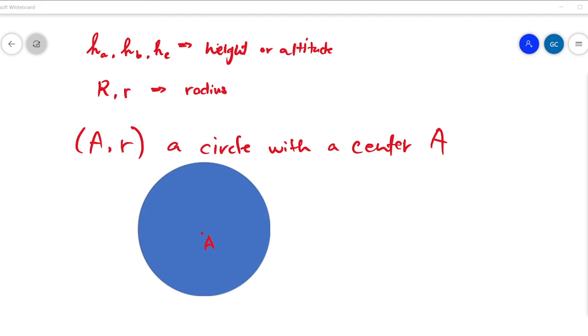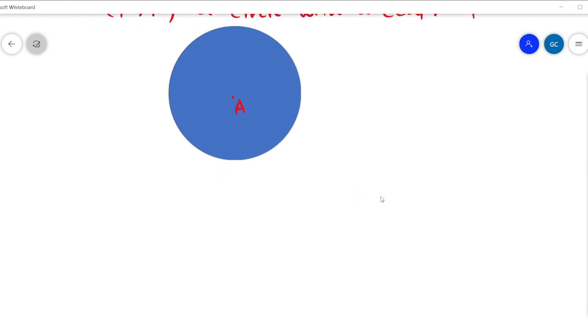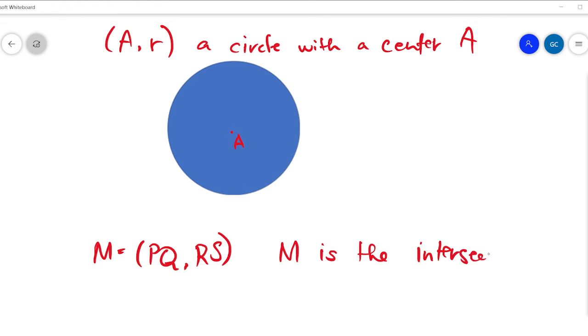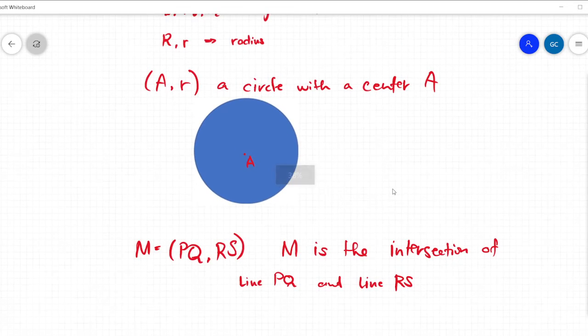So another notation is, if we see a capital letter, let's say capital letter M, and capital letter M is equal to parenthesis of PQ and RS. This just means that M is the intersection of line PQ and line RS. So those are just some of the notations we'll be using.